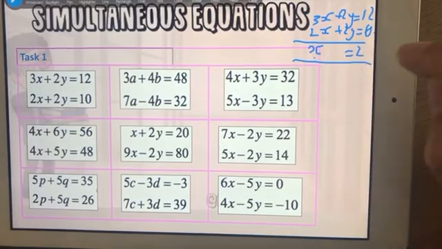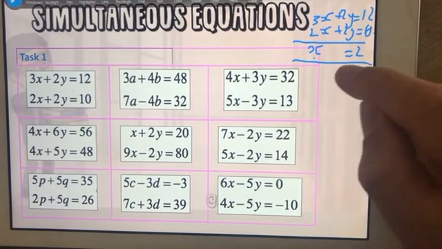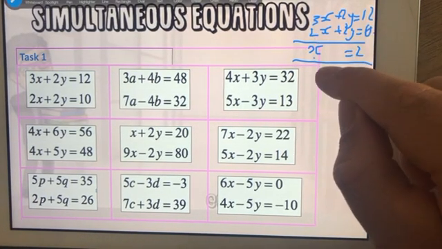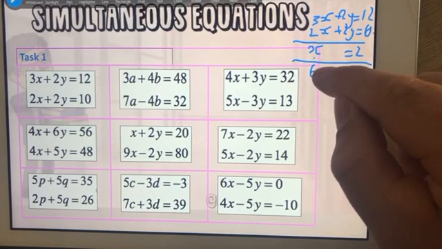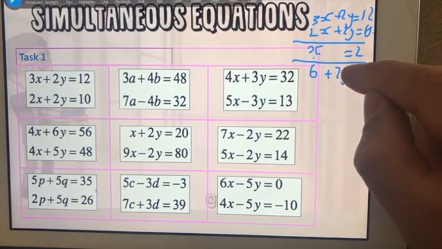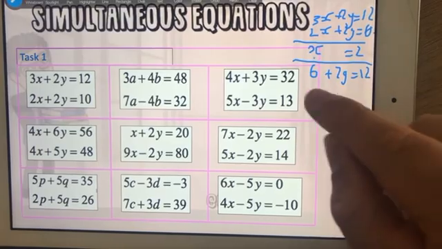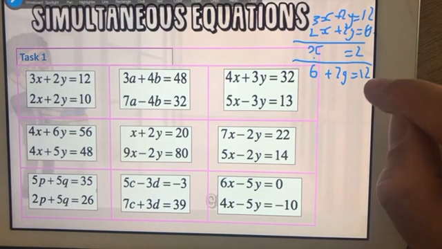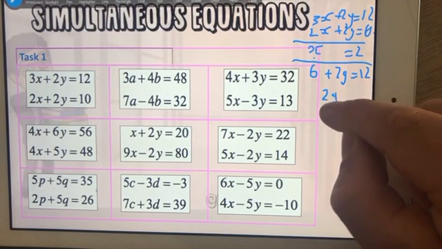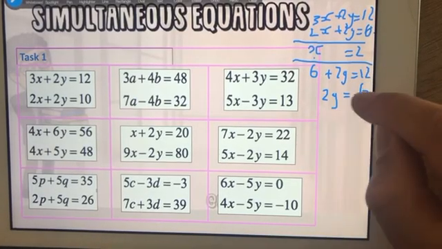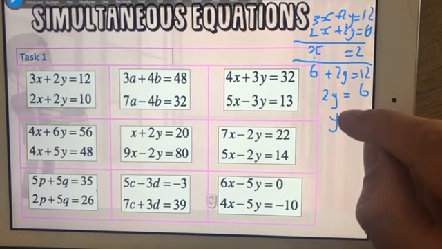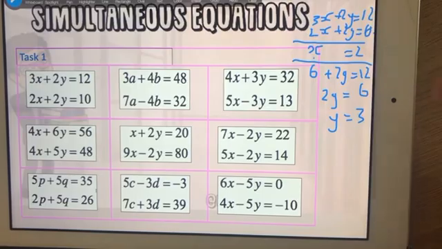Now that I know x is 2, I can substitute that back into the top. 3 times 2 is 6, plus 2y equals 12. If I take away 6 from this side, I end up with 2y equals 6. And then if I divide by 2, y gives me 3. So question 1, quite straightforward again. Hopefully you have a better idea now.